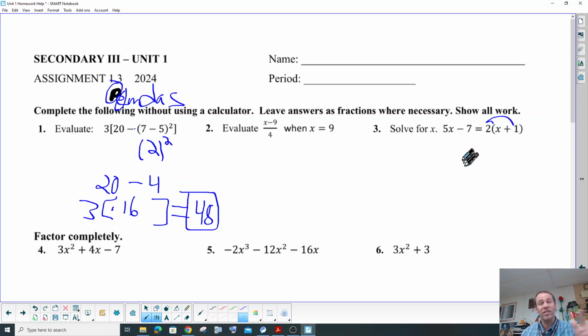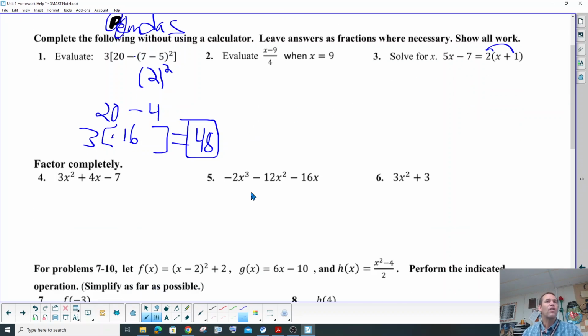So try number 3 on your own, where you're distributing the 2 through, and then you're getting all the x's on one side and all the numbers to the other side. Solve for x. Factor completely. So let's see here. Ooh, so number 5 definitely looks like a toughie. What do you think? Pause me. Write it down. What do you think that all 3 of those terms have in common?